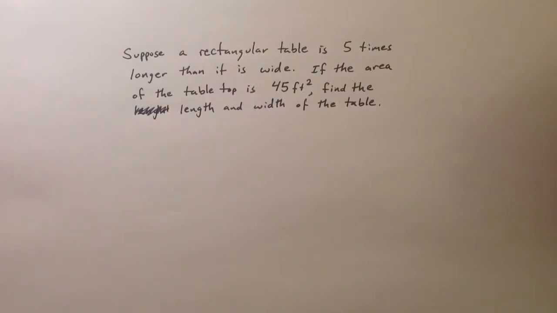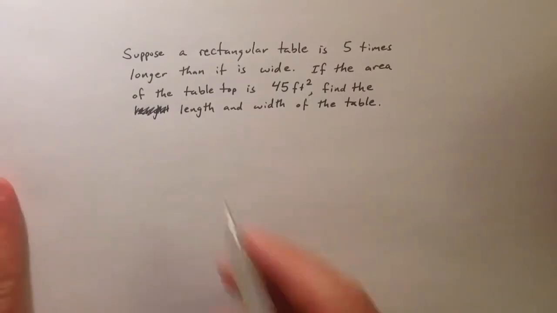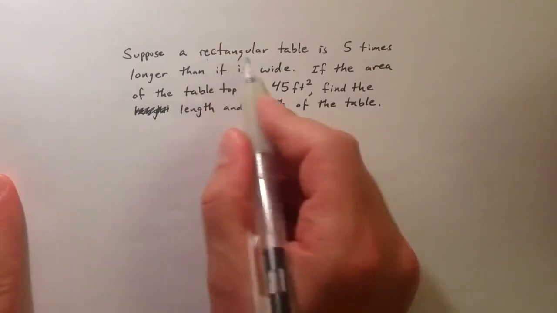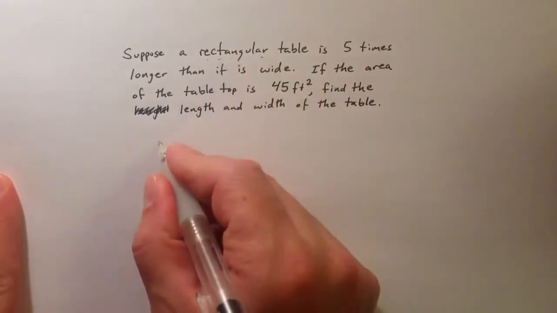Suppose a rectangular table is 5 times longer than it is wide. If the area of the tabletop is 45 feet squared, find the length and the width of the table. For an application problem like this, if it involves a rectangle, it's nice to make a sketch of that.